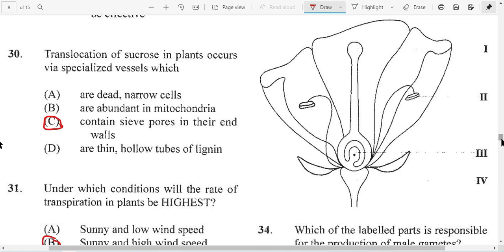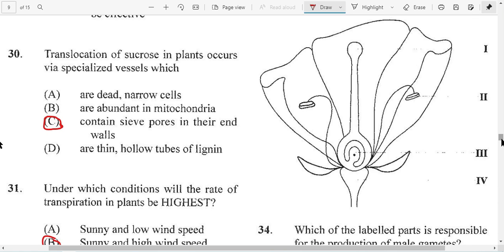Question 30. Translocation of sucrose in plants occurs via specialized vessels. And the specialized vessel here is going to be the phloem. Now, A are dead. Once you get to dead and narrow cells, you're talking about the xylem. B, abundant in the mitochondria. Not too sure where that is going. And C contains sieve pores in their end wall. This is going to be the phloem. So C is going to be our answer for 30.